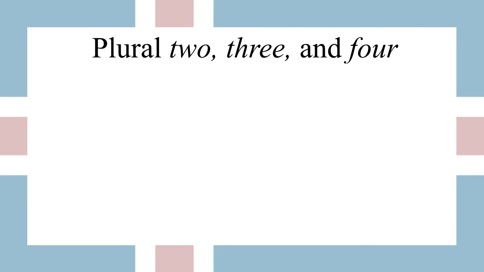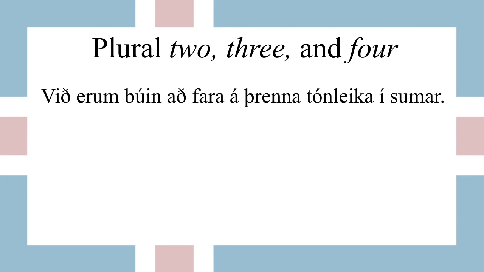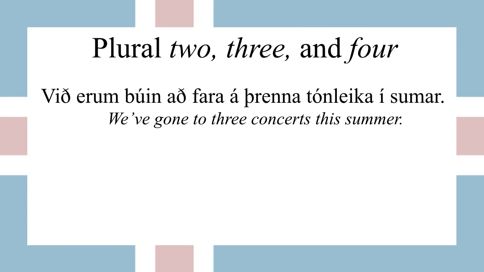So, let's look at some examples. Við erum búin að fara í þrenna tónleika í sumar. We've gone to 3 concerts this summer. Now, the word tónleikar is a masculine word meaning concert that is always plural. So in order to say 3 concerts, we need to use the collective plural form of 3.